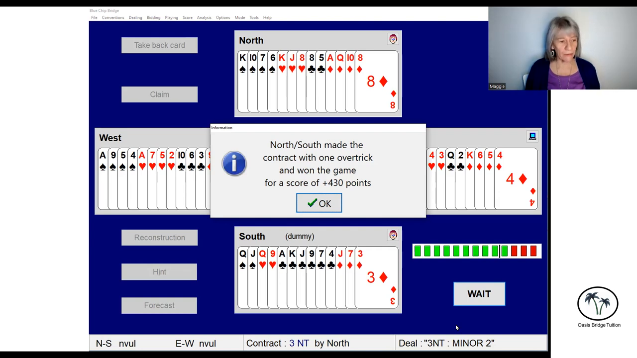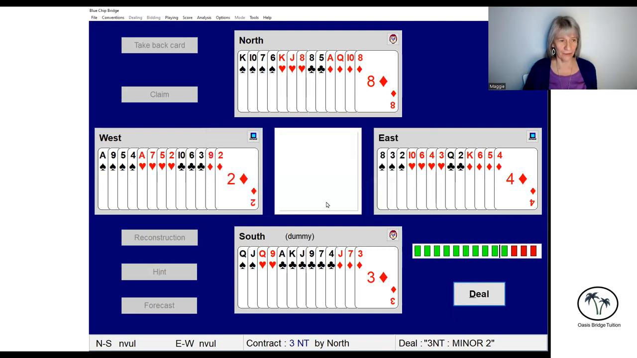If the Queen of Clubs had been on the other side, by the way, we'd probably just make nine tricks and just make the contract for 400 points. So that's a very good result and a good example of seeing how a long minor suit can play out beautifully in a 3-no trump contract.